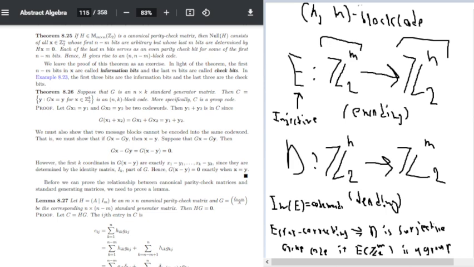Suppose that g(x) = g(y). Then g(x) - g(y) = g(x - y) = 0. However, the first k coordinates in g(x - y) are exactly x1 - y1 up to xk - yk, since they are determined by the identity matrix Ik part of G. Hence, g(x - y) = 0 exactly when x = y.